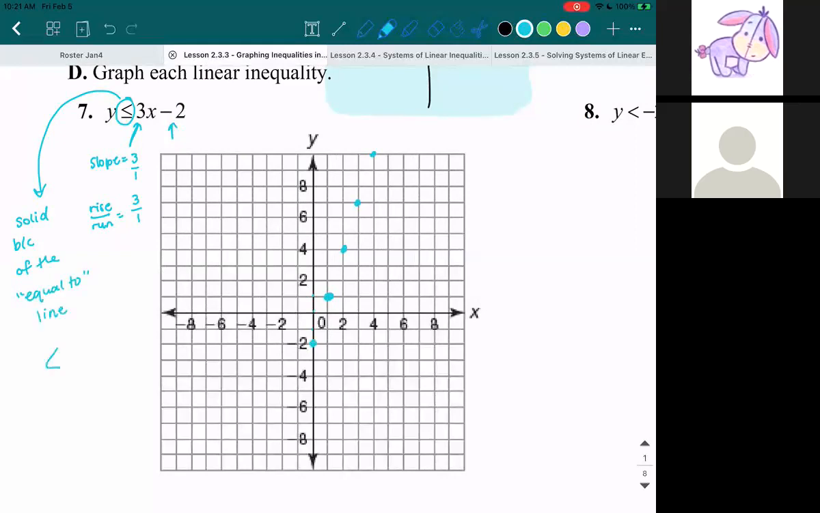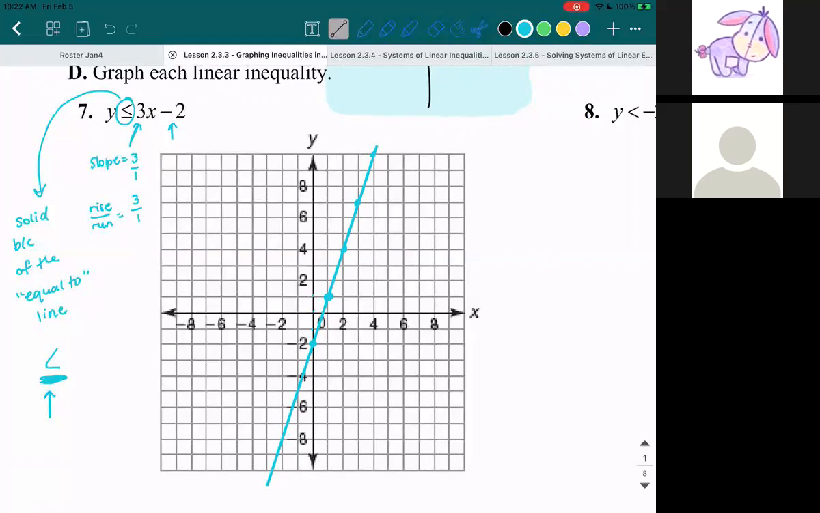So whenever you see this symbol, this line right here, this underneath line thing, that's the equal to line. It represents the equal sign. So since it's there, we must do a solid line. So I'm going to connect this with a solid line. Okay, I think that's as good of a line as I can do.